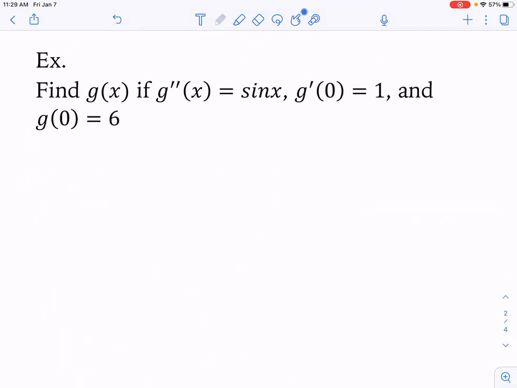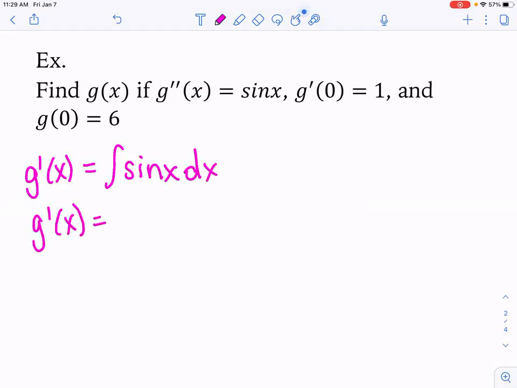So one step at a time, let's talk about our first derivative. G prime of x is going to need to be the antiderivative of sine of x. Think about it in your head. Everybody on 3. 1, 2, 3. You know what I like is that everybody said negative before they said cosine. Okay.